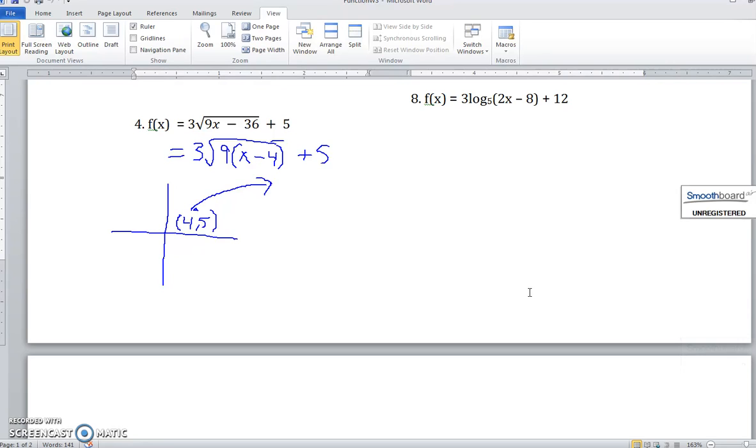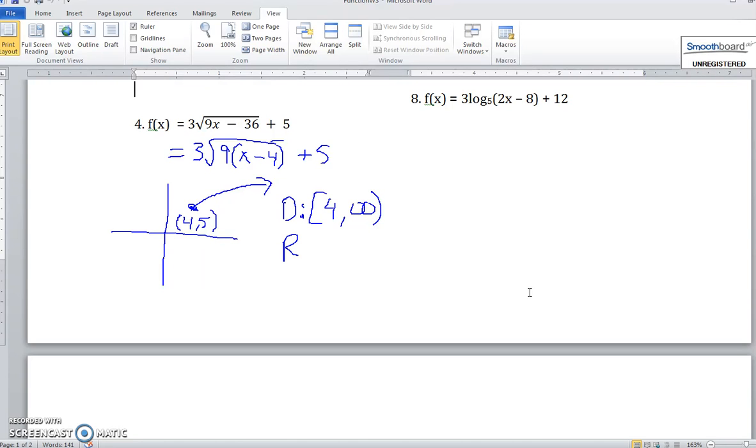Okay. And now we start thinking about some of the questions that are being asked here. So they're asking us, what's the domain? What's our x values? Okay, well, I'm starting at 4, and I'm going all the way to infinity. So 4 to infinity, and 4 is included because that is the definite endpoint. Okay, the range, that's the y value, so that's 5 to infinity.